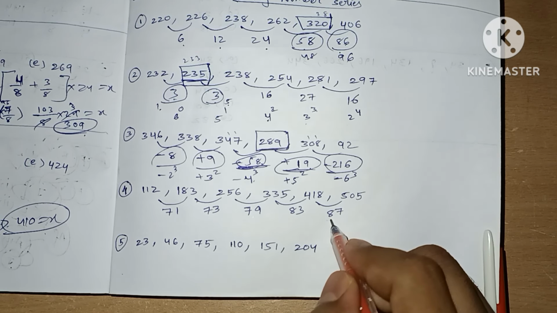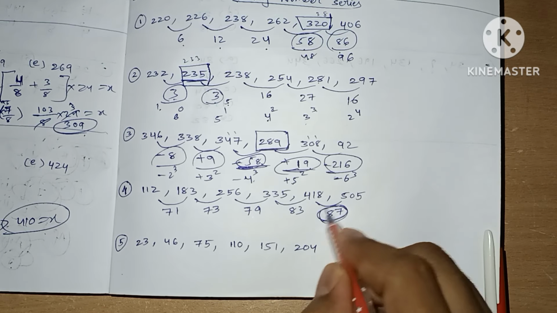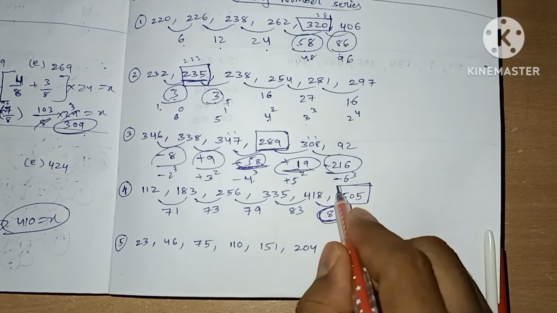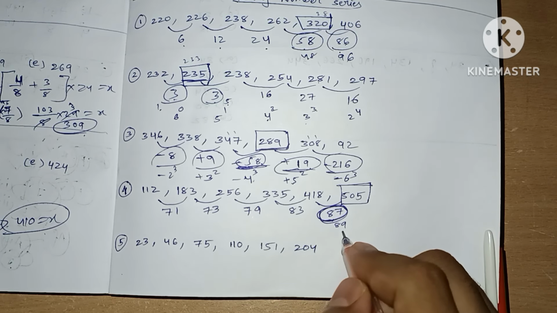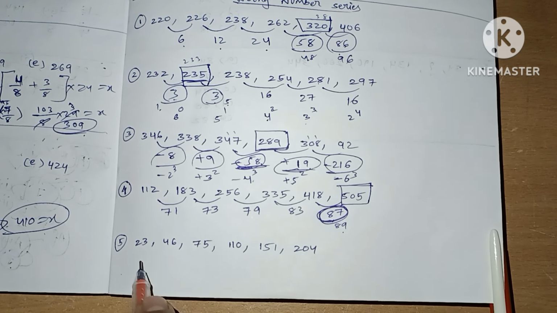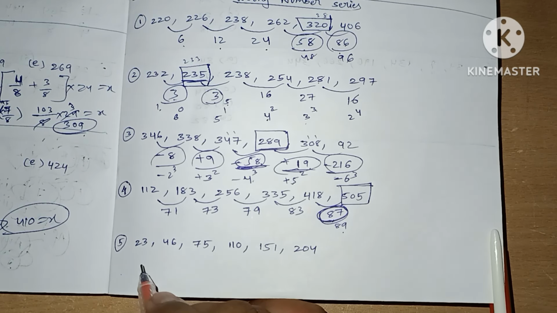87 is not a prime number, so this is our wrong one. Instead of 87, we need to place the value of 89. Okay, let's see the final fifth question.